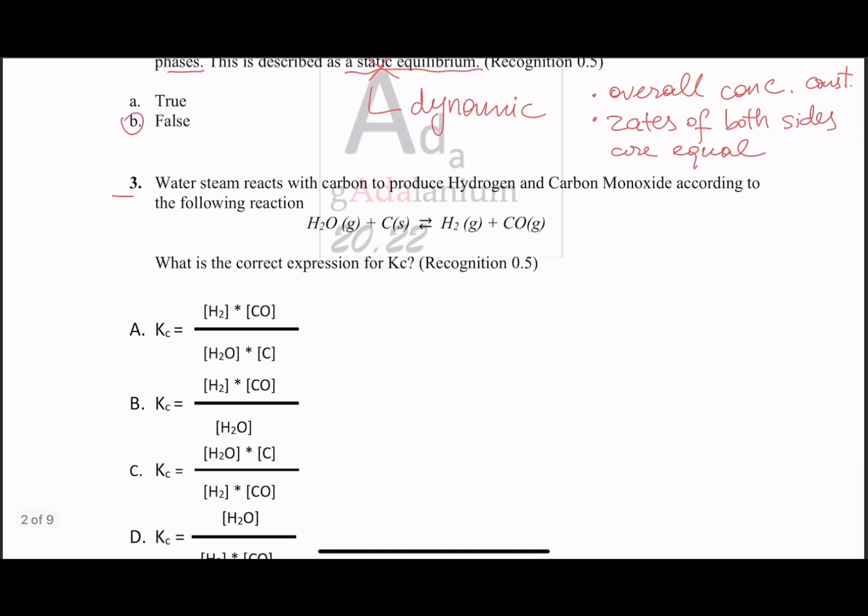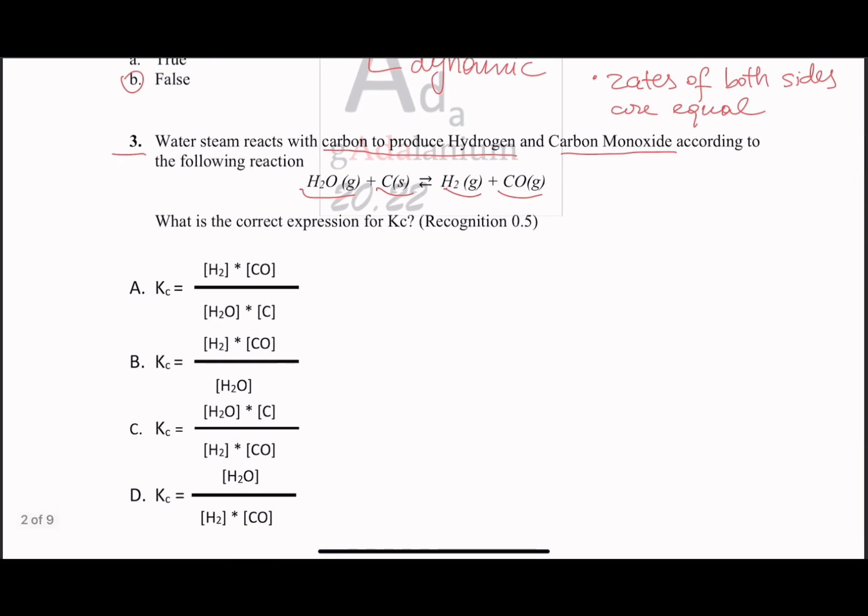And in the third question, we are talking about water steam reacting with carbon to produce hydrogen and carbon monoxide. According to the following reaction, we have water as gas, carbon as solid, hydrogen gas, and CO gas. It's asking us for the correct expression for Kc. As you may remember, in the Kc expression, we have products over reactants. So the right side is my products, the left side are my reactants.